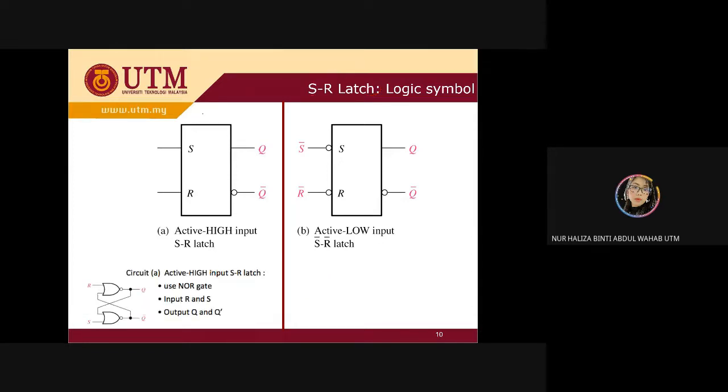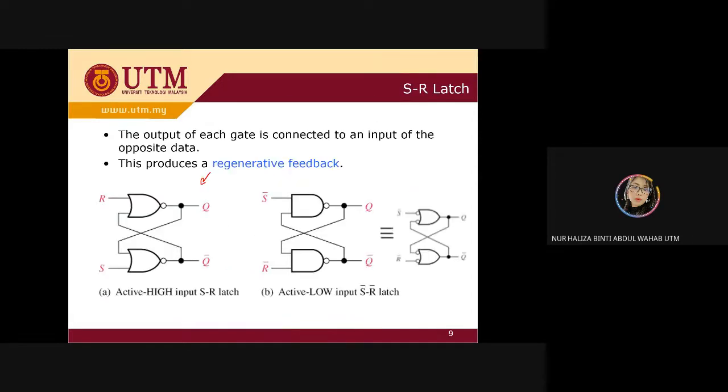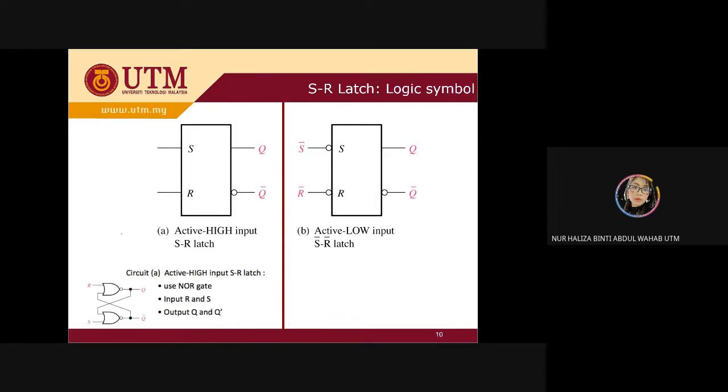In terms of the circuit, just now we already looked at it, and it shows here the circuit for your active high input SR latch. It uses NOR gates, your inputs are S and R, and the outputs will be Q and Q bar. Similar for your active low, you can have NAND here. It uses NAND gates, but you can also use the negative OR gate. Your inputs are S bar and R bar, and your outputs will be Q and Q bar.